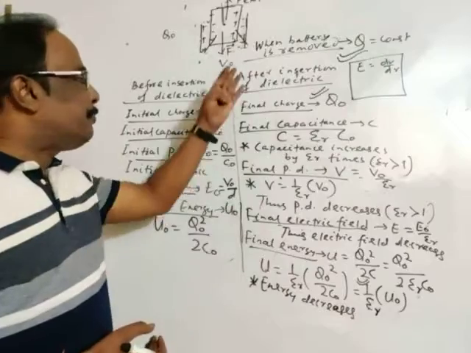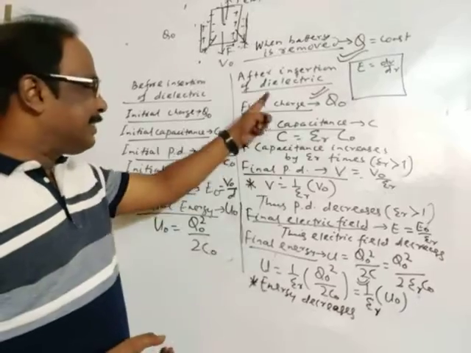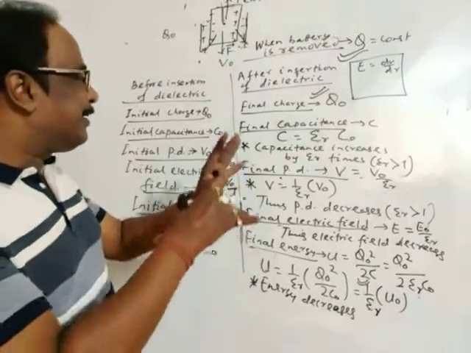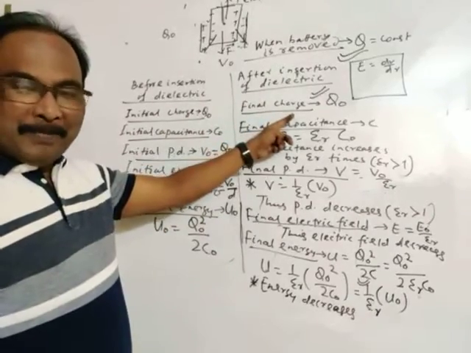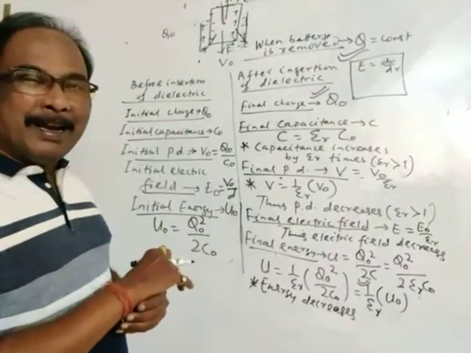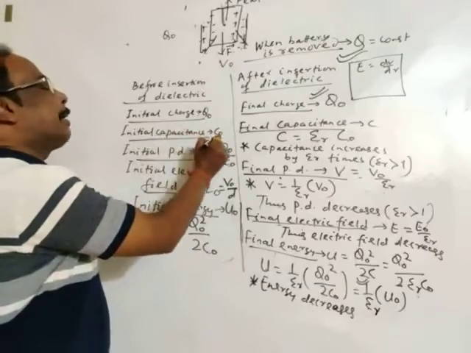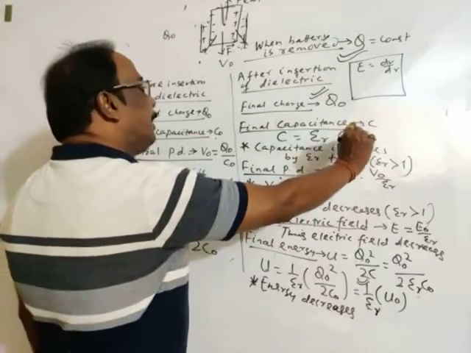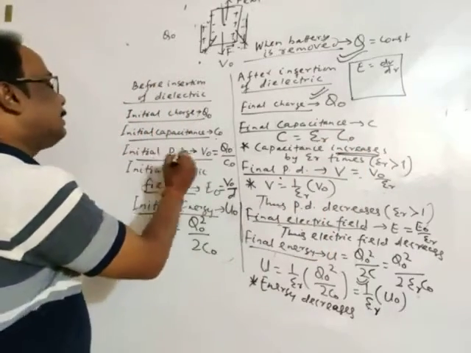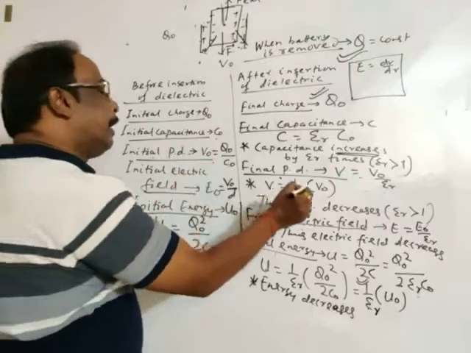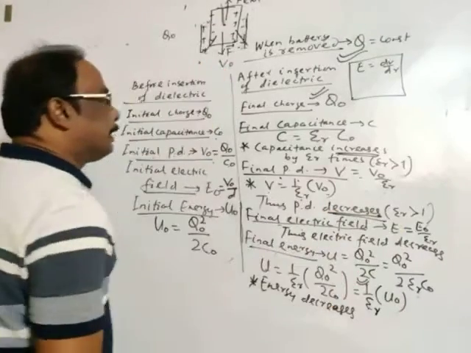This is about the different parameters, how the parameters change when the battery is removed. Charge remains the same, because whatever charge is already supplied to the plates remains constant. So initial charge is equal to final charge. Initial capacitance is not equal to final capacitance; capacitance increases. Initial potential difference is V naught, final potential is 1 by epsilon R times V naught. So potential difference decreases.